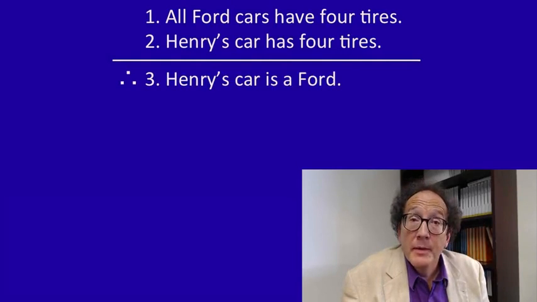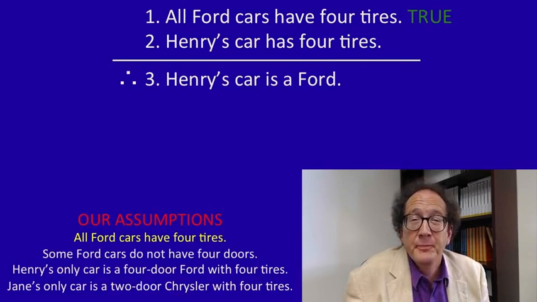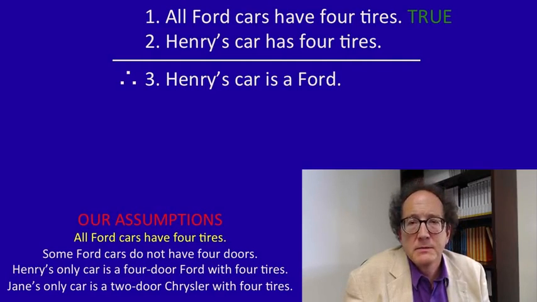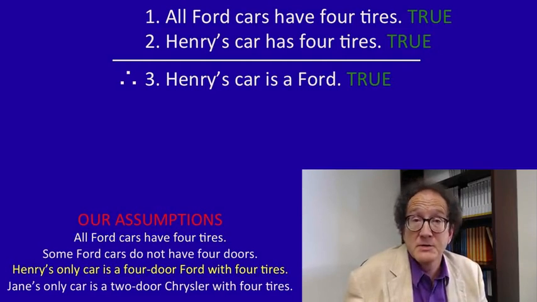Now, in this new argument, are all the premises true? Yes. The first premise says all Ford cars have 4 tires, and that's true by our assumptions. The second premise says Henry's car has 4 tires, and that's also true by our assumptions. And is the conclusion true? Yes, our assumptions also tell us that Henry's car is a Ford.